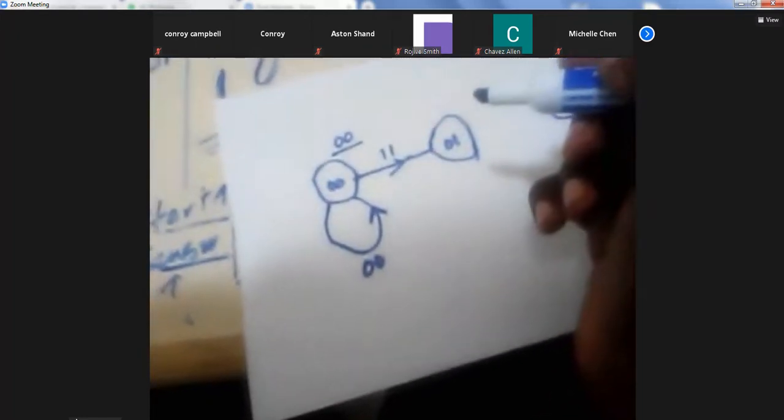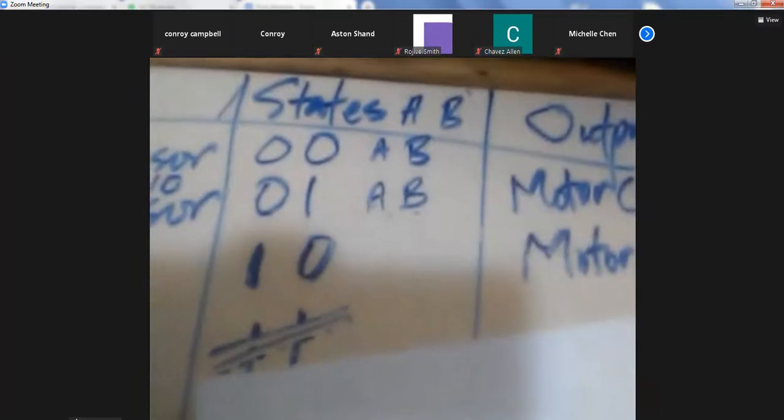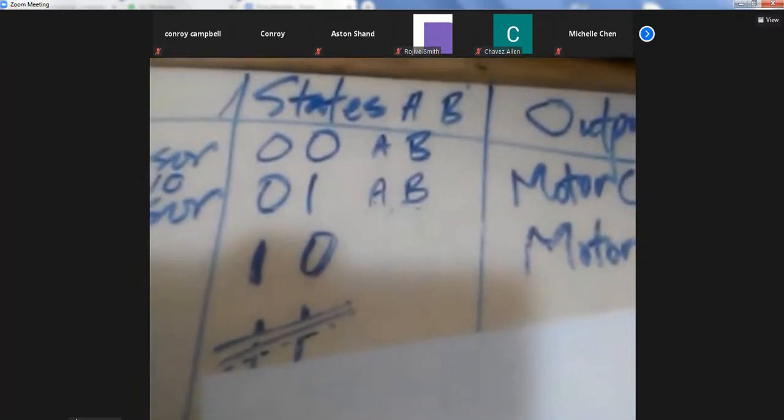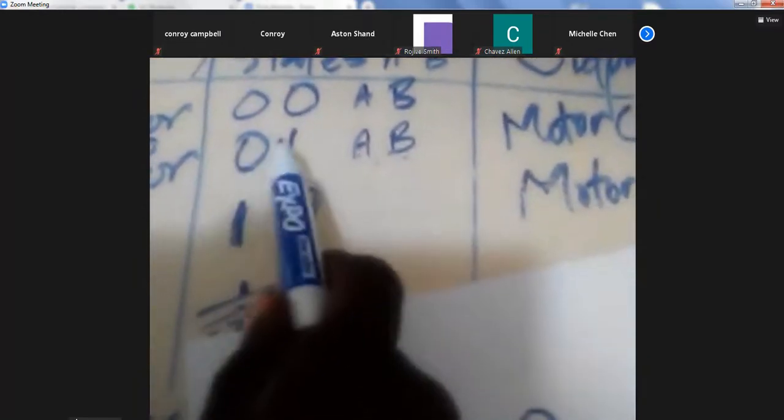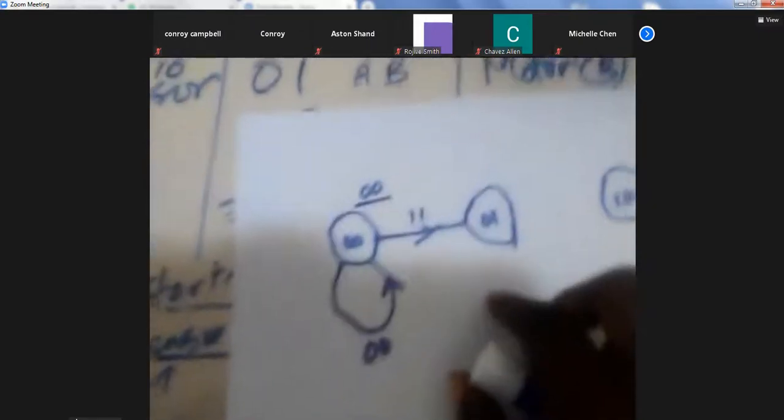0, 1 is Apple. No, man, that's what I was saying. We label it 0, 1. The 0 is for Apple and B is for box. Okay. So the box would have turned on, right? So 1, 1, 0 would be for the Apple. All right.